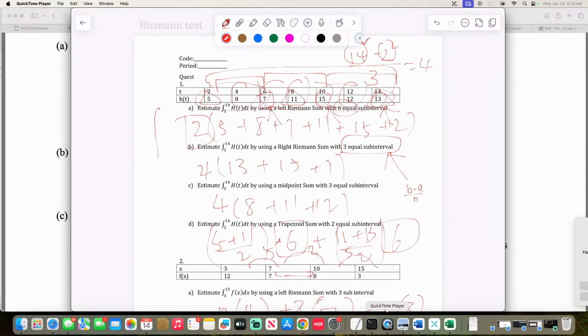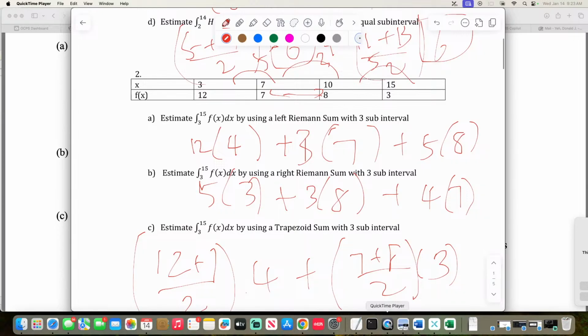Yes, Anna. Does this formula apply to regular intervals? Yeah, but not irregular intervals. For irregular intervals, you have to multiply each one individually. So for this case, this is 4. Sorry, 4 times 12, 3 times 7, 5 times 8, each with a different rectangle. So I have to take into account their different unequal widths.